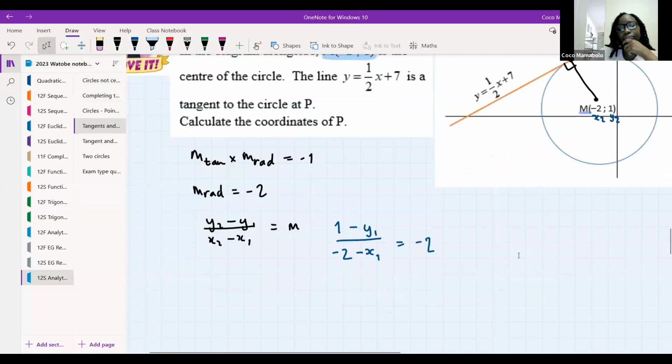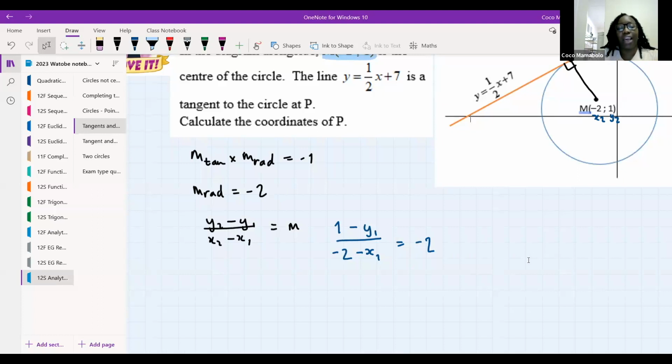Okay, so after getting the gradient of the radius, aren't we going to put it into a formula and find the line of the radius? Like y is equal to minus 2x plus c, and then we find c, and then we equate the two lines to get x and then substitute to get the y value of p.